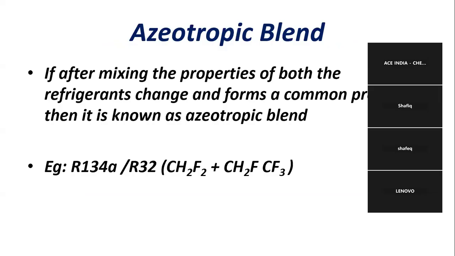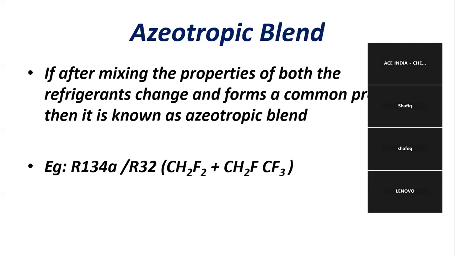In the case of azeotropic blends, if you are mixing two or more compounds to make a mixture, then during the refrigeration cycle, this entire mixture will work as a single refrigerant itself. That means even though it is a mixture, during the working, it should act as a single refrigerant. Or in other words, these individual substances have common boiling points. Okay, so that's the reason it is considered an azeotropic blend.